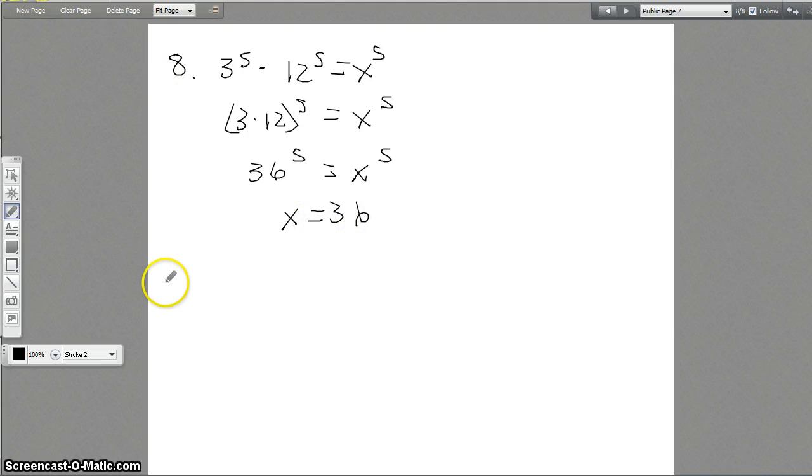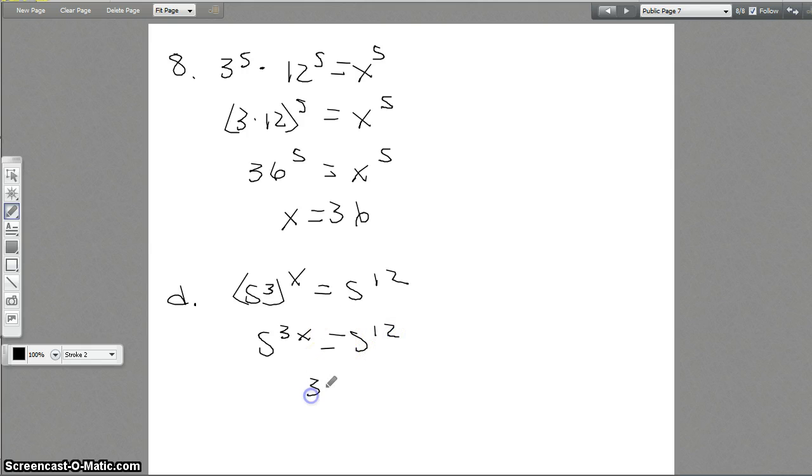Let's do one more. Let's look at part D. Part D has 5 cubed to the x power is equal to 5 to the 12th. This is 5 to the 3x equals 5 to the 12th. So 3x equals 12, and that means x equals 4. Sorry, the handwriting got messy there.